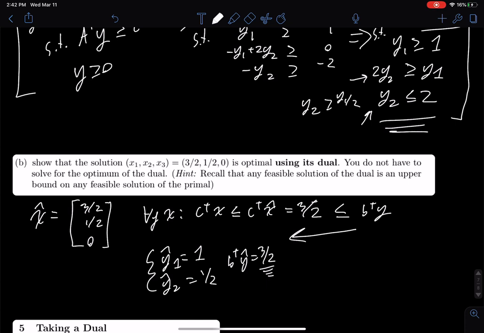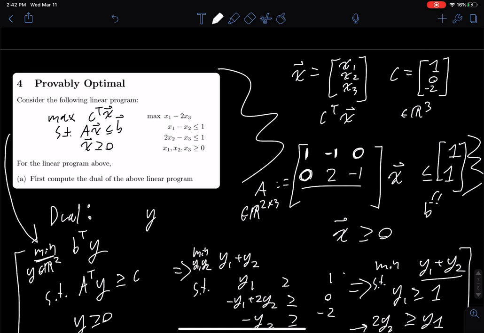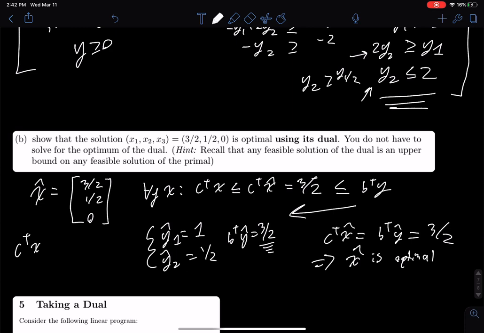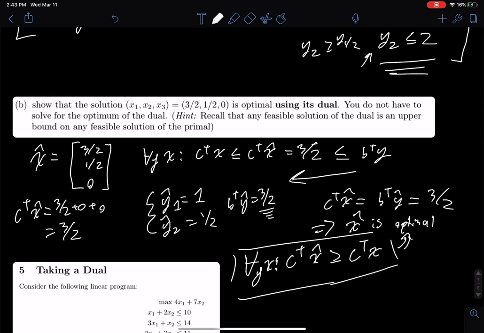The 3/2 is an upper bound on all possible values of C transpose x. If we can show now that C transpose x hat equals B transpose y hat, which equals 3/2, then this implies that x hat is optimal. So let's check. In our objective function, C was 1, 0, -2. So let's compute C transpose x hat. 1 times 3/2, 0 times 1/2, and -2 times 0 equals 3/2. So this tells us that indeed C transpose x hat is going to be greater than or equal to C transpose x for all feasible x. We've just established this, which is equivalent to saying x hat is optimal.